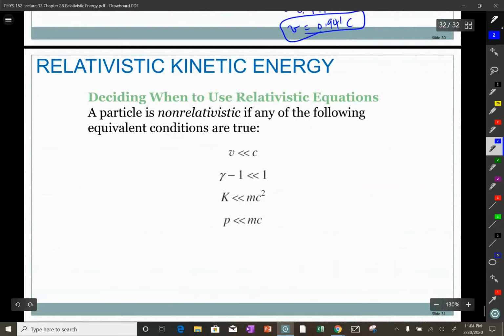Okay, my last slide. When do we have to use relativistic calculations? We have to use relativistic calculations anytime these are not true. So if your momentum is much less than mc, you don't need relativity. If your kinetic energy is much less than mc squared, you don't need relativity. If gamma minus 1 is much less than 1, you don't need relativity. If V is much less than c, you don't need relativity.